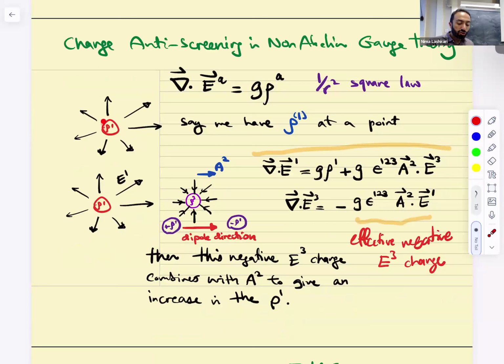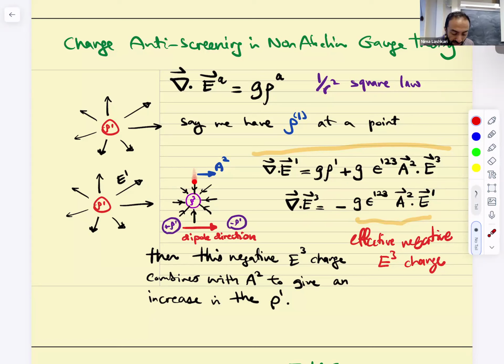And you have a charge rho 1, which will create some background gauge field, which is E1. These are my equations that I have to solve. It will create an E1. We said that this E1, because I did not put on any rho 3, would act as if there's negative rho 3. So it would act as if there's a negative rho 3 here.